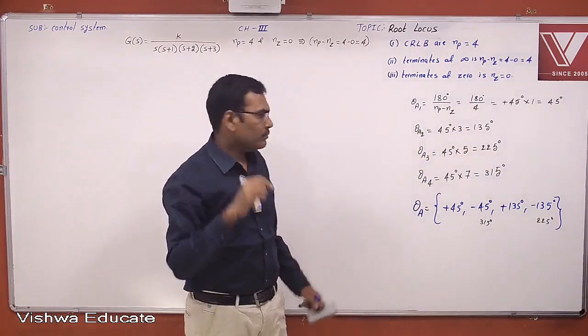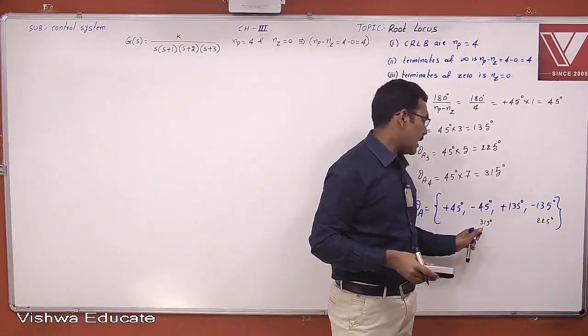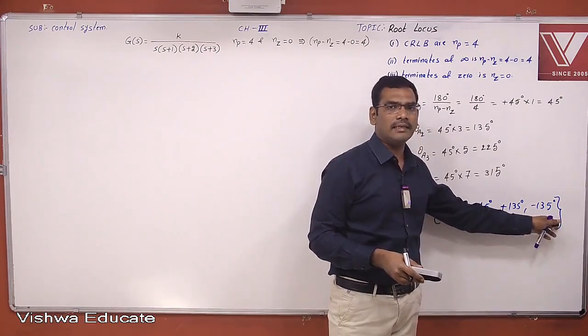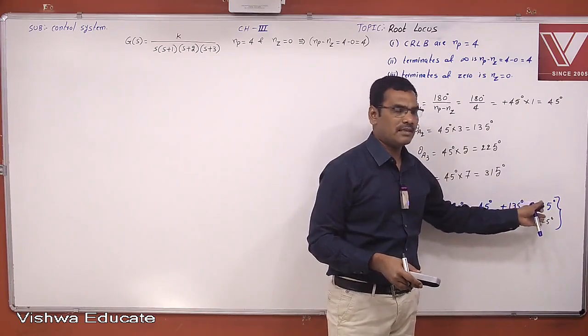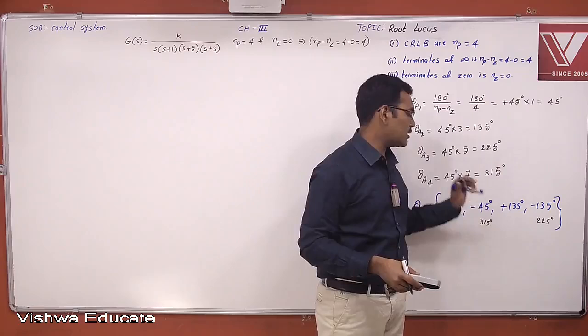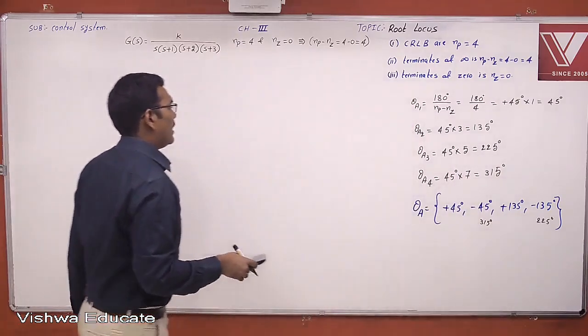What I am saying is, take this angle minus 360 degrees, because the total angle is 360. 225 minus 360 is minus 135, and 315 minus 360 is minus 45. Okay, now the angles of asymptotes are done.